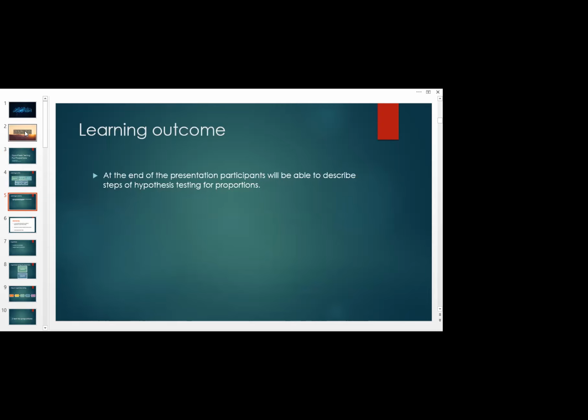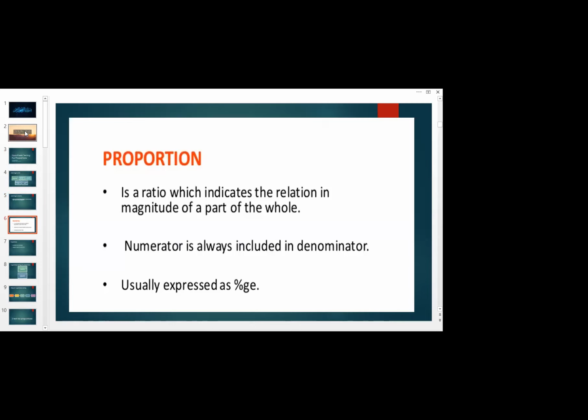Learning outcome. At the end of the presentation, participants will be able to describe steps of hypothesis testing for proportions. Now, what is proportion? Proportion is a ratio which indicates relation of magnitude of part to the whole. In proportion, the numerator is always included in the denominator, and it is usually expressed as a percentage. For example, the proportion of students in a class who have opted for English as a compulsory subject. Suppose 15 students have opted, out of a total of 30 students. So this is a proportion.